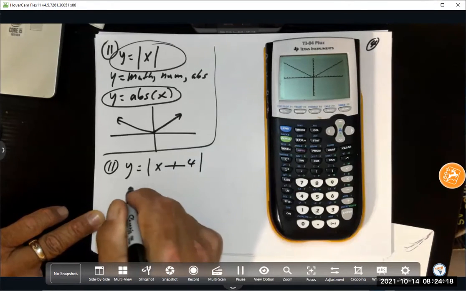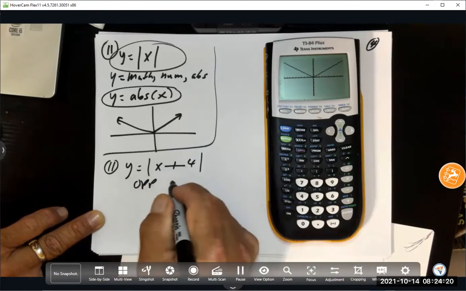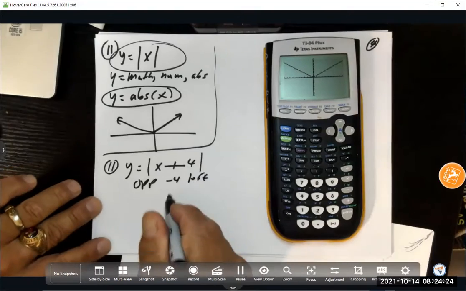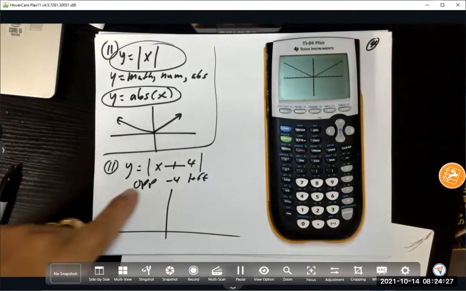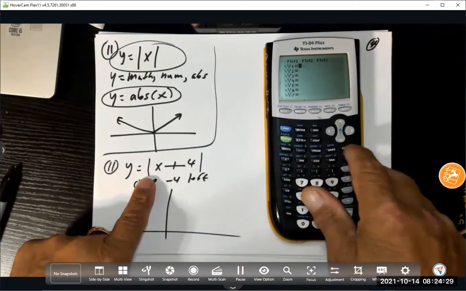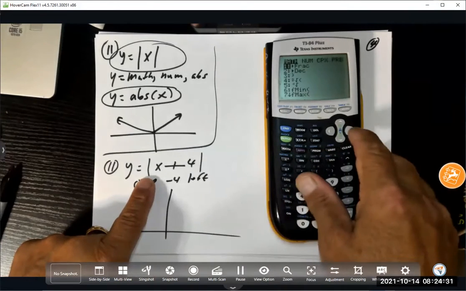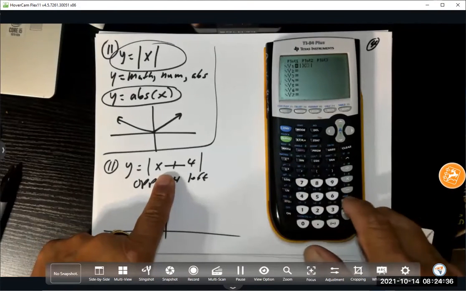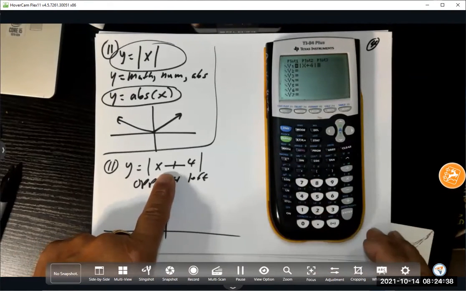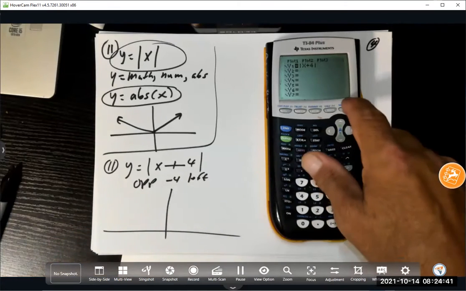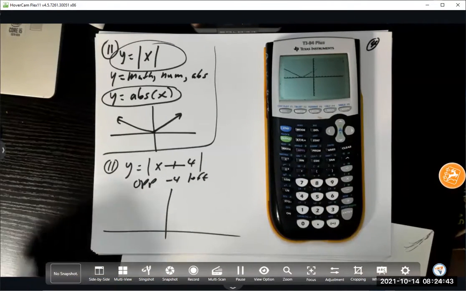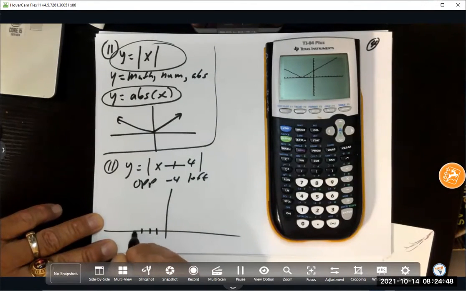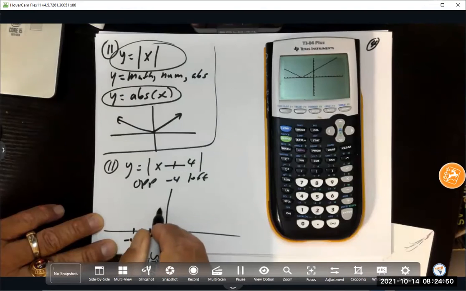Okay, so you know what it's going to do? It's going to do the opposite. It's going to go 4 to the left. Well, I don't know, let's find out. Let's put it in there. Clear. You're going to go math, number, abs. Inside here, you're going to put x plus 4. Get out. So now it's ready. Now hit graph. So it just got shifted to the left. 1, 2, 3, 4. It goes like this.